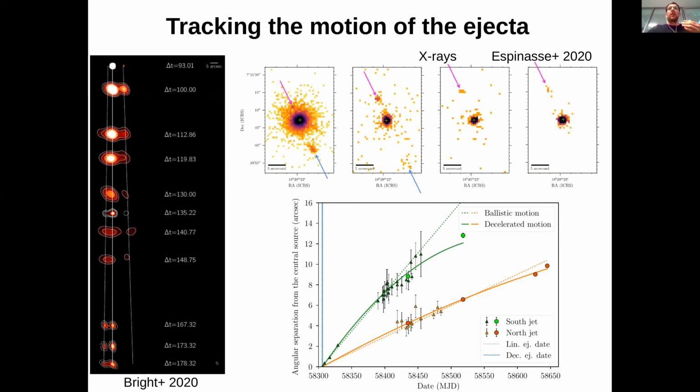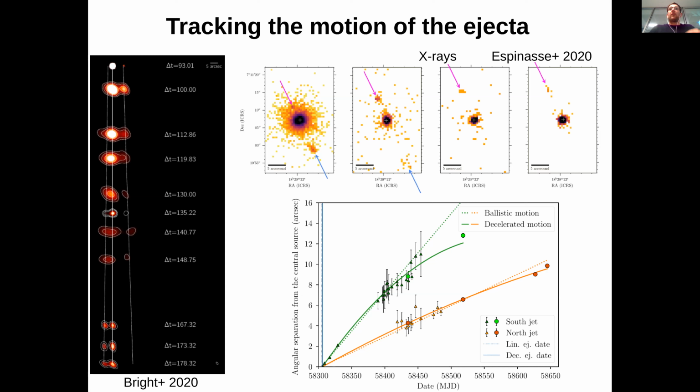Now, fitting for those positions, they found that these knots showed superluminal motions where the ejecta were traveling really close to the speed of light before decelerating significantly at late times as they presumably interacted with the surrounding environments. However, these knots were moving really fast.